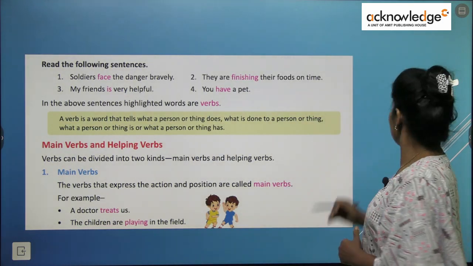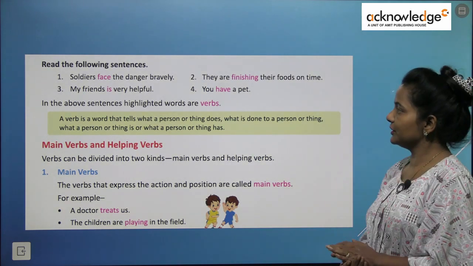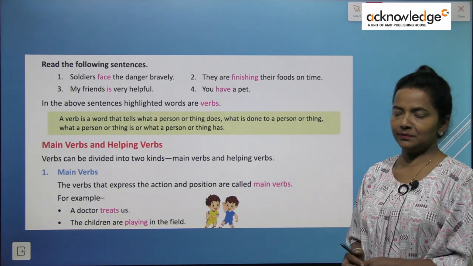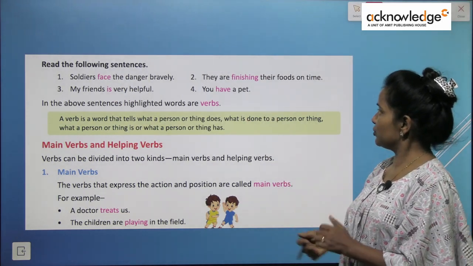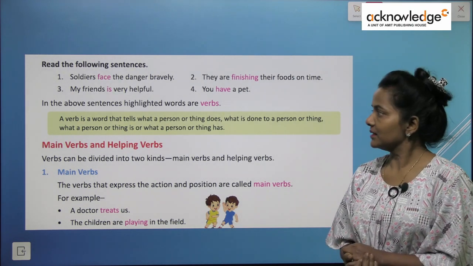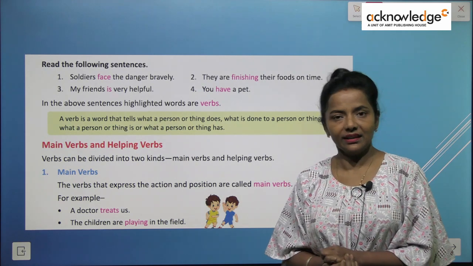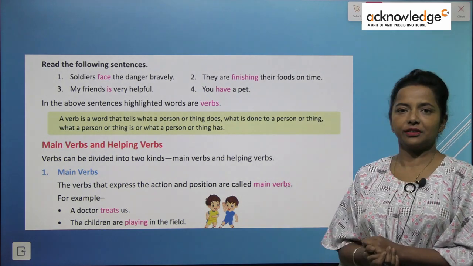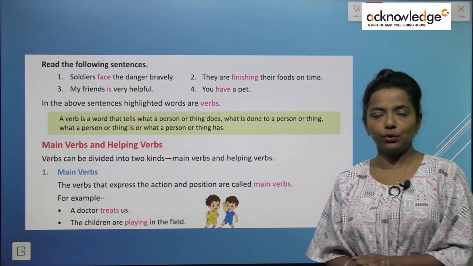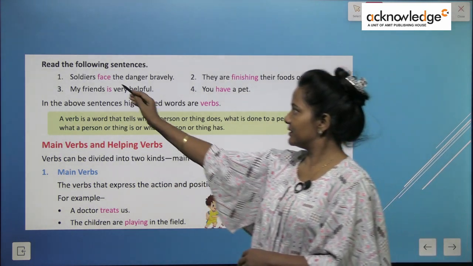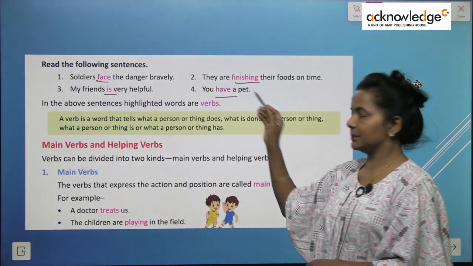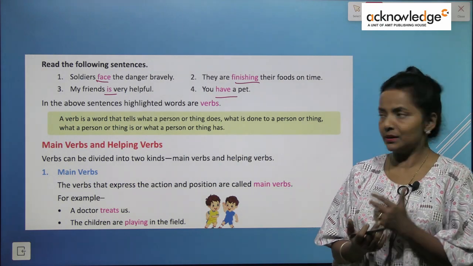Now, children, read the following sentences very carefully. Soldiers face the danger bravely. They are finishing their foods on time. My friend is very helpful. You have a pet. In the above sentences, highlighted words are verbs. The words which have been highlighted here are verbs. But how? What are verbs?